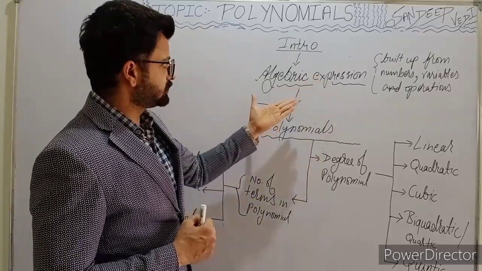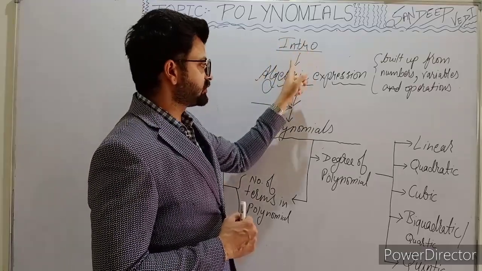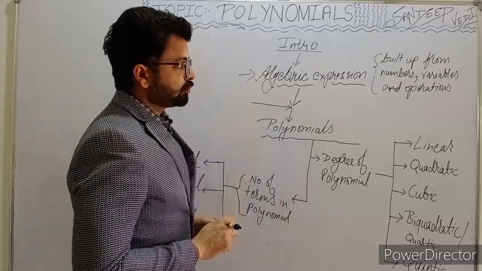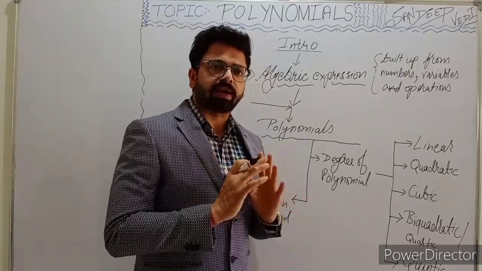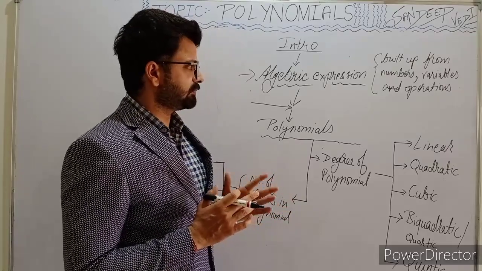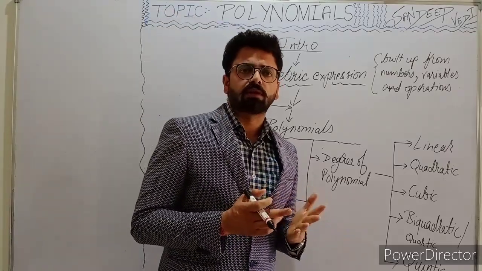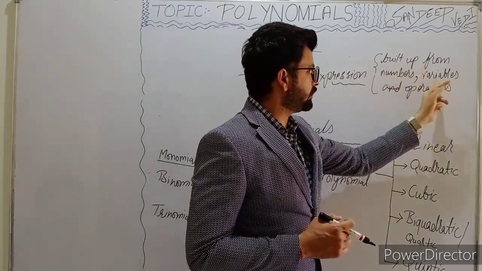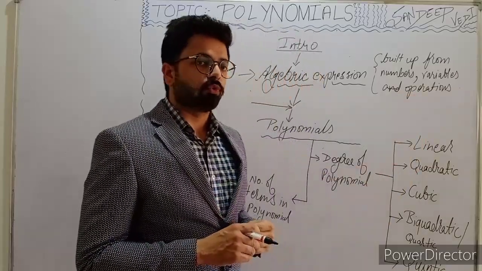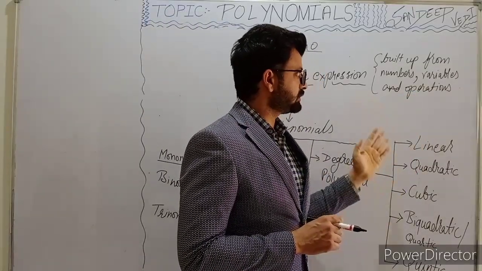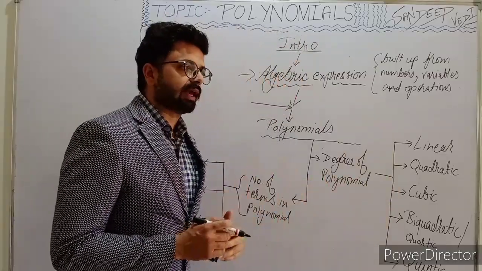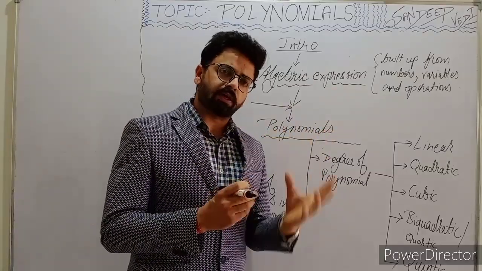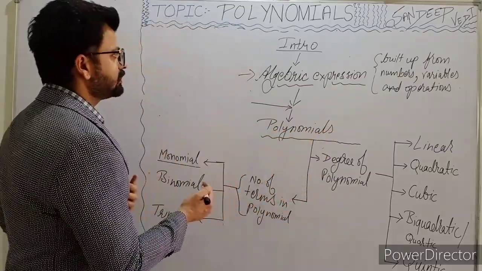So you guys, once look here. This is the introduction part. So in algebraic expressions, what is an algebraic expression exactly? Most of the time we say anything else is an algebraic expression, but not like that. An algebraic expression is built up from numbers, variables and operations. Any expression which is built up from numbers, variables and operations, you apply them and make any example, and that will be the algebraic expression.